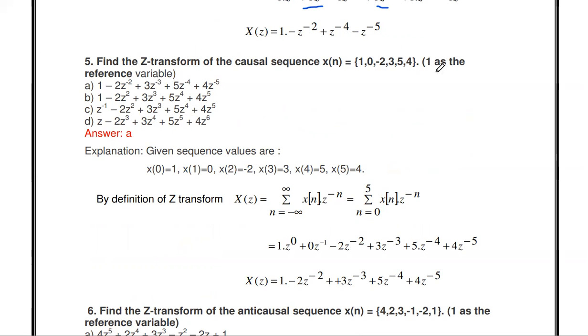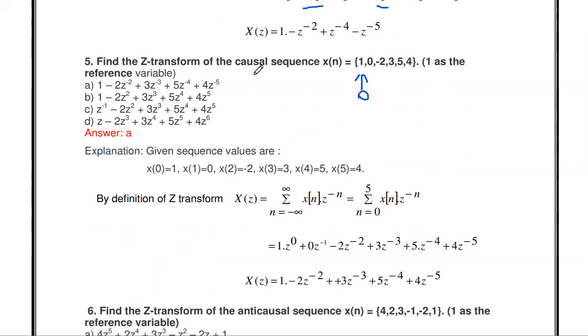Here there is a reference variable. Sometimes in the x of n sequence the reference is not mentioned. If they are simply giving no arrow mark, you have to take the first sequence value as the reference. That is, this first data 1 will be the n equal to 0 value, and we have to take it and solve it.